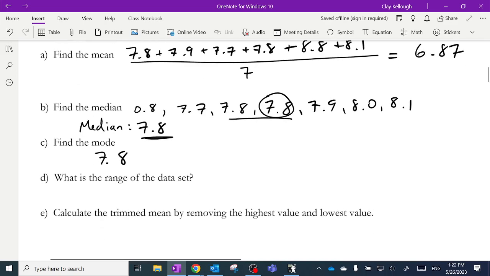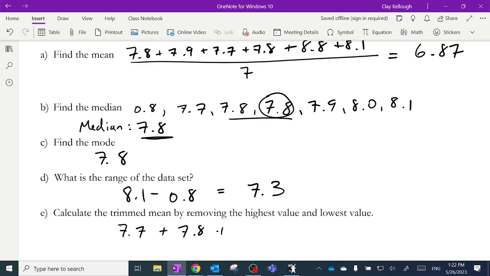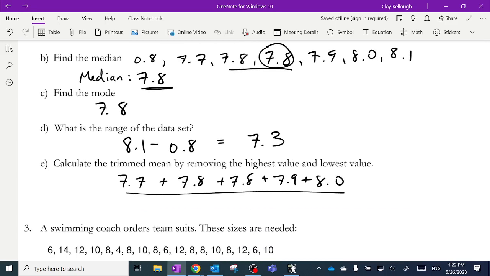The range of my data set is the biggest minus the smallest. So that would be 7.3. And if I were to get rid of the highest and lowest value, I'd do a trimmed mean. So that would now be get rid of that 0.8 and get rid of the 8.1. So it would be 7.7 plus 7.8 plus 7.8 plus 7.9 plus 8.0. And now we're dividing by 5. I'll save you the calculation, you get 7.84.